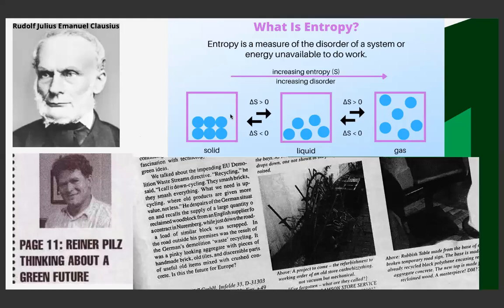And this is about entropy. Why entropy? Entropy is the measure of disorder of a system, or energy unavailable to do work. Why? Because every time we have a product, we manage something and we create something, we use energy. And the fact with entropy is that to go back in the process, we will use more energy than to do the process. So this is like a law in the universe.